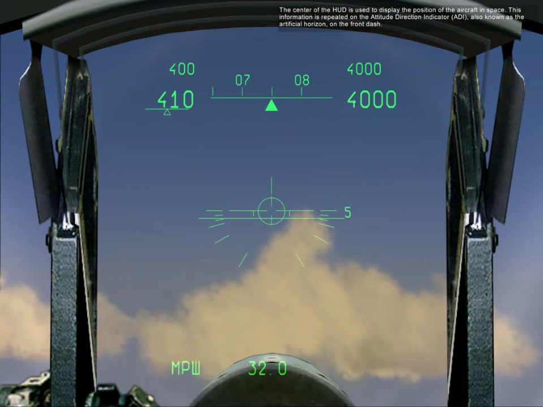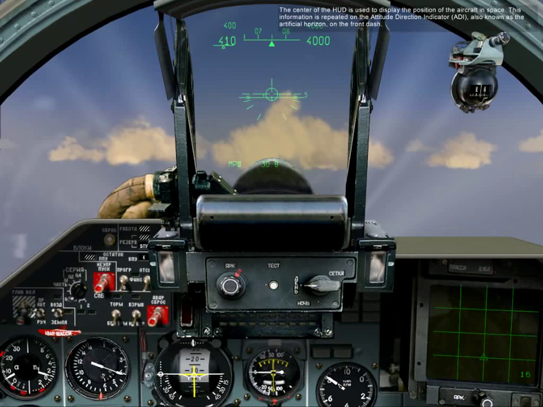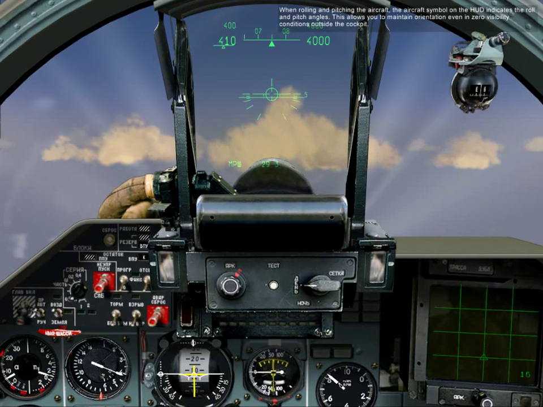The center of the HUD is used to display the position of the aircraft in space. This information is repeated on the attitude direction indicator, ADI, also known as the artificial horizon, on the front dash. When rolling and pitching, the aircraft symbol on the HUD indicates the roll and pitch angles. This allows you to maintain orientation even in zero visibility conditions outside the cockpit.